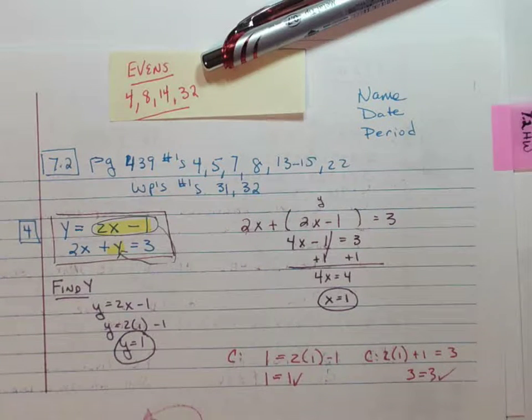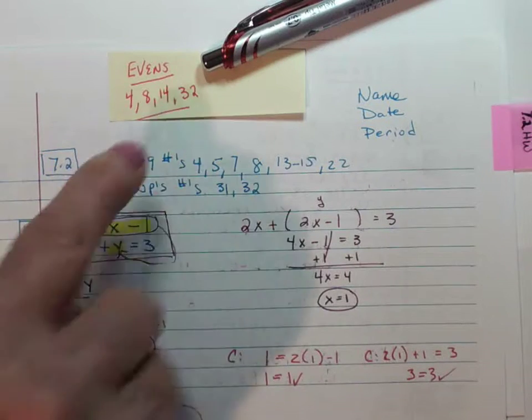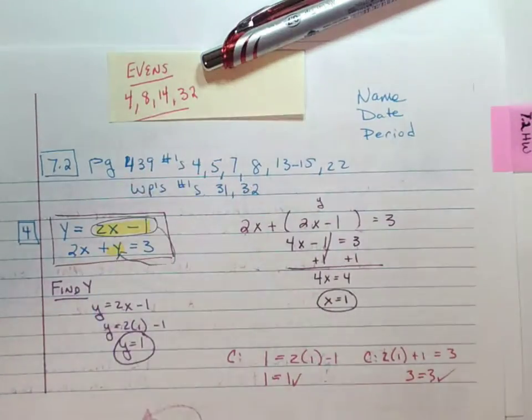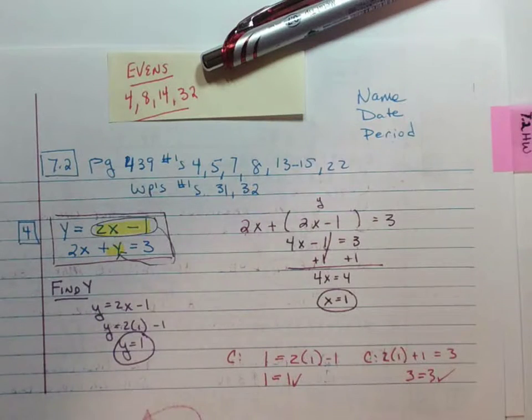We're going to go over the 7.2 homework assignment, which was solving systems using the substitution method. I'm going to quickly go through the 4 even problems, and then you're going to do a warm-up to make sure that you understand the substitution method. I'm not going to go through the problems 4, 8, and 14. I'm going to show you the solutions and explain them to you quickly. But I will focus on 32, which is a word problem.